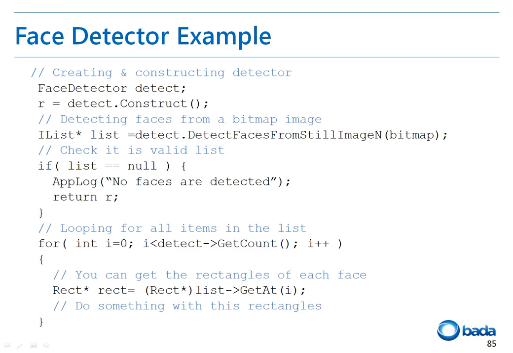Now, let's take a look at the face detection function through an example. To use the face detector function, I've created and constructed the detector and called the detect faces from still image function of the detector with a bitmap as the parameter. The output is returned in a list containing rectangles. Each of the rectangles refers to the rectangle corresponding to a human face.